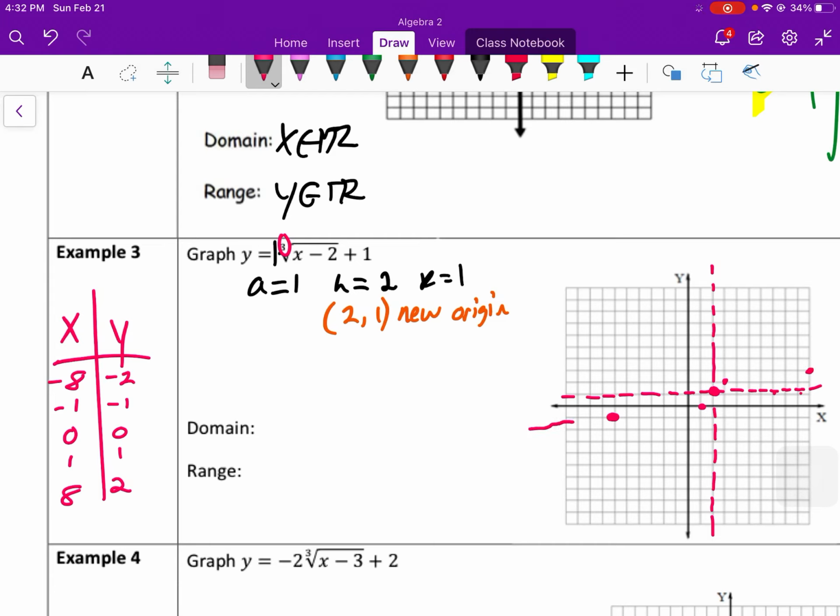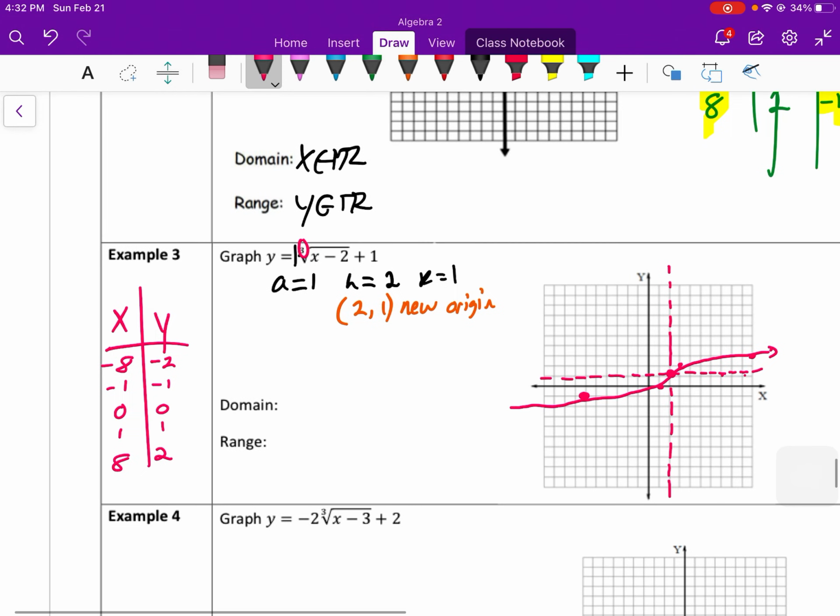Now we see, whoops, what our new function looks like based off the parent function of y equals x cubed. The domain, because we can have negative outputs, x is an element of all real, and y is an element of all real numbers.